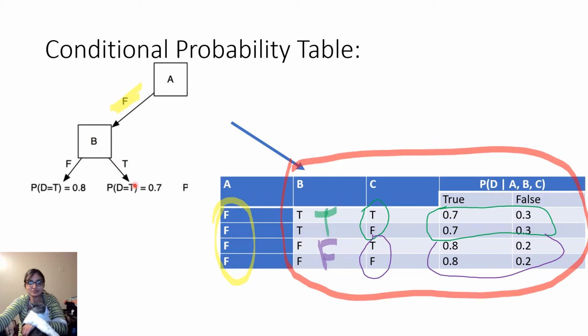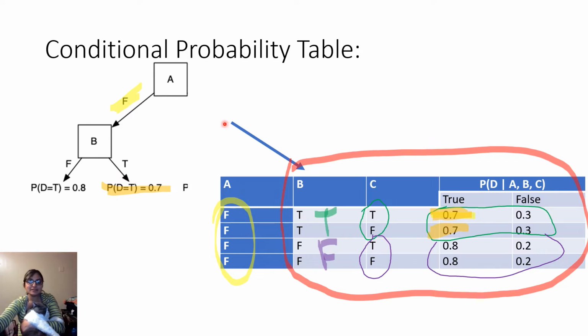If B is true, then the probability that D is true is 0.7, which is what this value is right here. So this 0.7 comes from here, and this 0.7 comes from right here as well. Basically, if B is true, then the probability that D equals true is going to be 70%. And then this probability is just 1 minus this value here, so it's going to be 30% and 30% here.